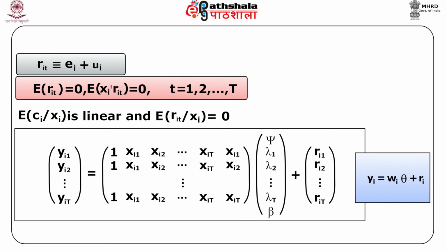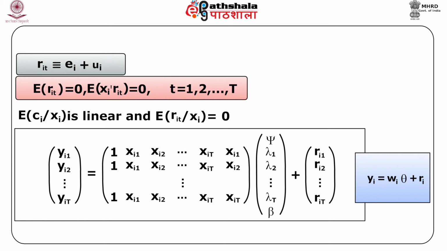We can write the system 17 for all time periods t in scalar and matrix form. You can see on the left-hand side we have the vector yi1 to yiT, and on the right-hand side we have the matrix of 1, xi1, xi2, and so on, and similarly we have the vector of the parameters phi, lambda 1 to lambda T, and beta, and we have the residual vector ri1, ri2 up to riT. This is our equation 19.